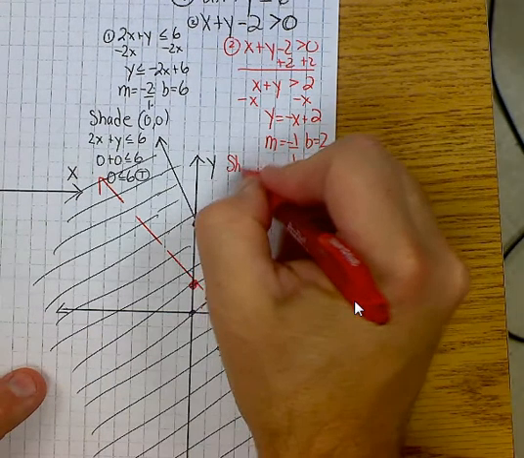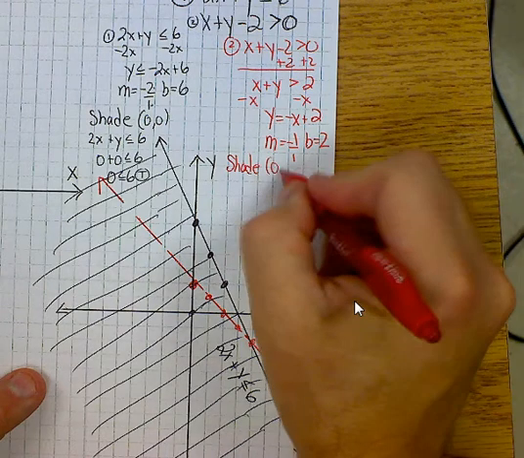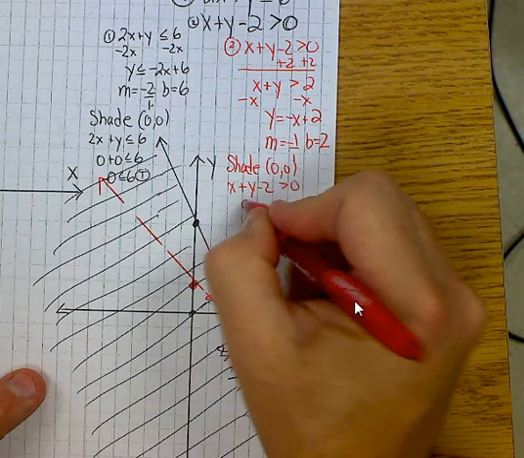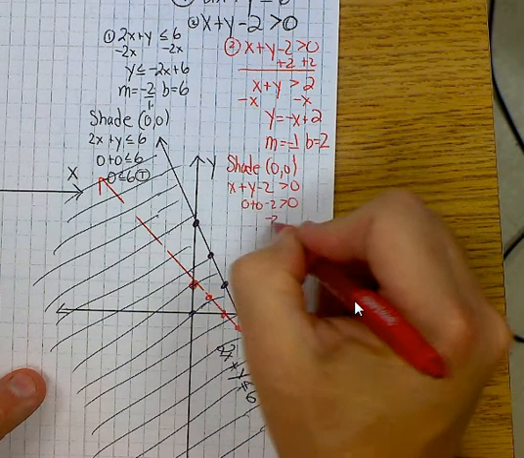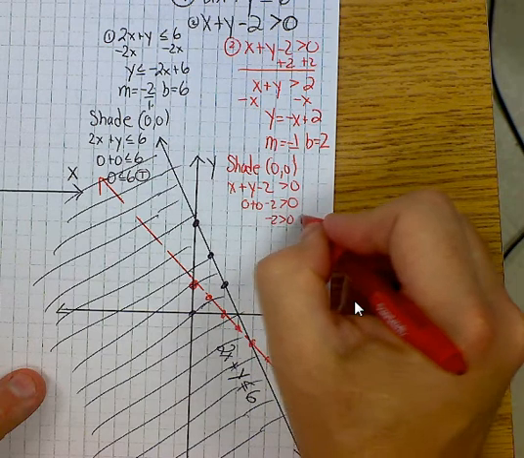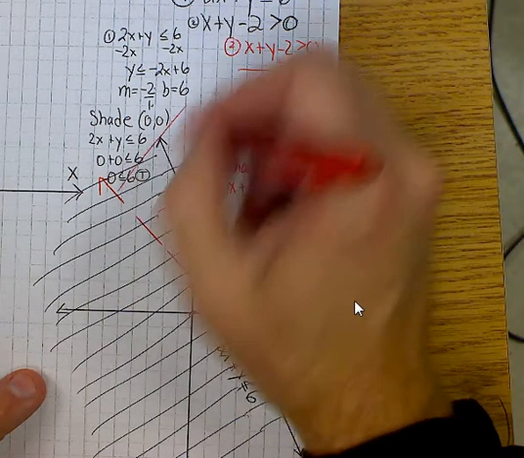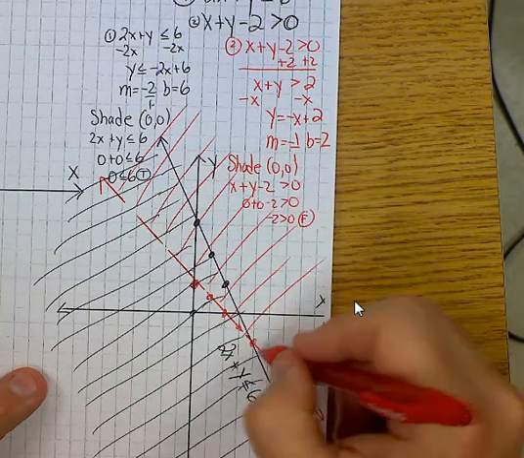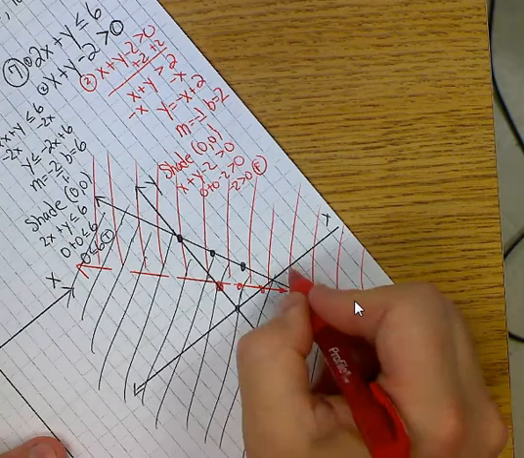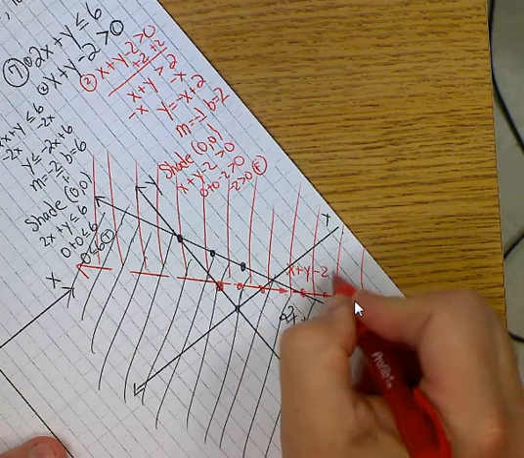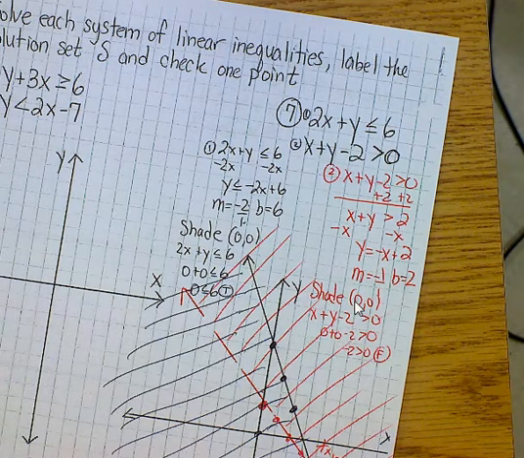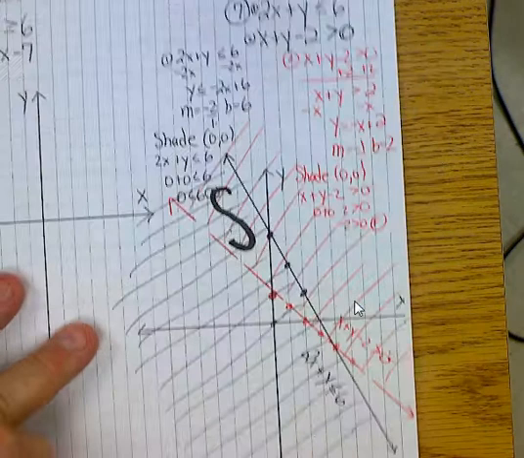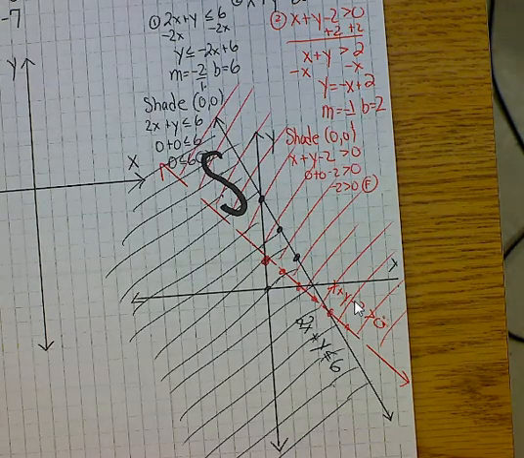Now I'm going to look at my shade. 0, 0 again is a good point. x plus y minus 2 is greater than 0. Is 0 plus 0 minus 2 greater than 0? Is negative 2 greater than 0? And the answer is false. No, it's not. So I'm going to shade this side, looking only at the red line. Label x plus y minus 2 is greater than 0. And then label your solution set. That's going to be right in here. All right, so that's what that graph looks like. Those were the homework problems.